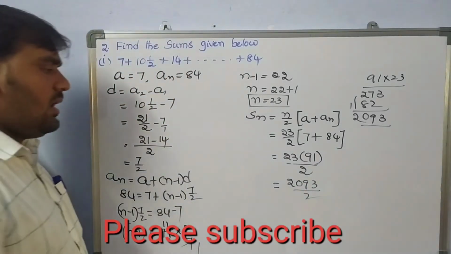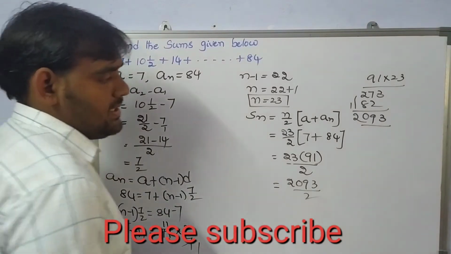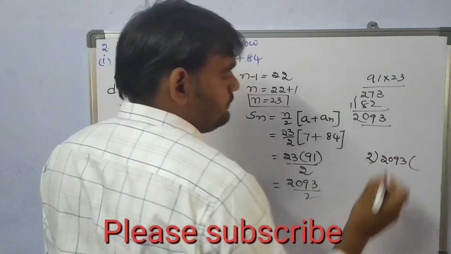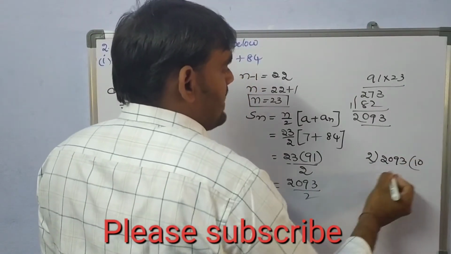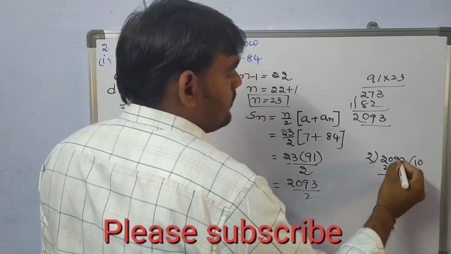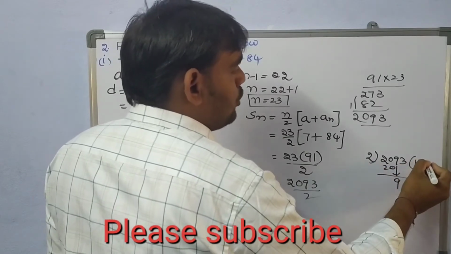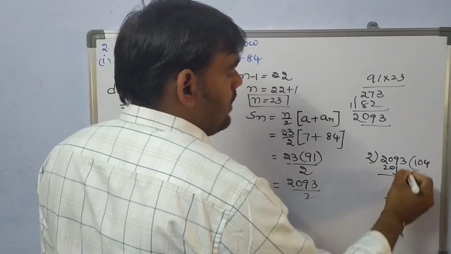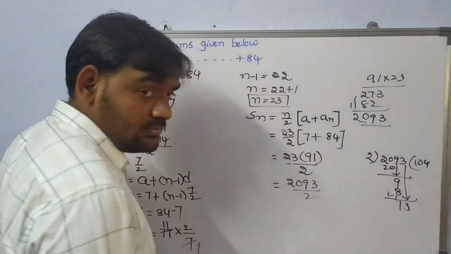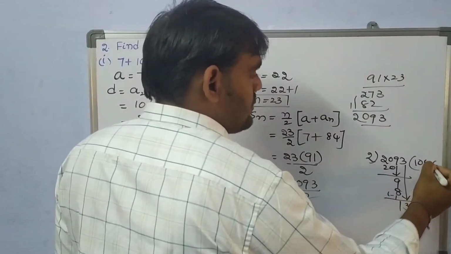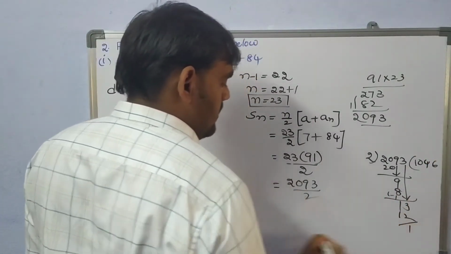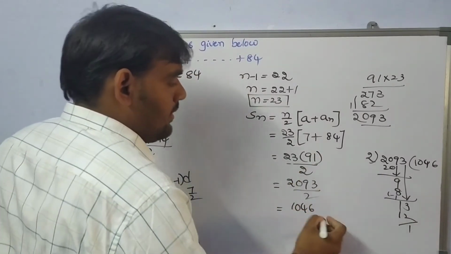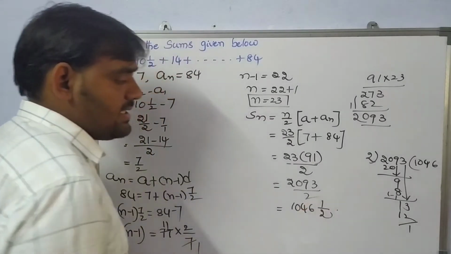2093 by 2. We can convert this one into mixed fractions. See here, 2093 divided by 2. 2 tens are 20, so drag 9. 2 fours are 8, minus, after that this one will become 13. So here 2 sixes are 12. Now its value is 1046 1 by 2. Is it clear or not?